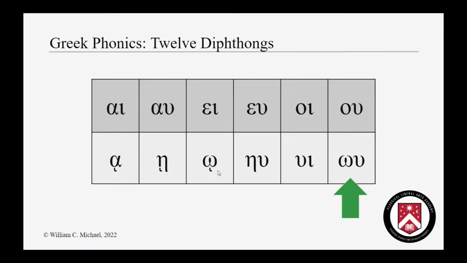So these are the 12 Greek diphthongs, and the reason why we're learning them in this lesson is because they show us the meaning of these marks that we see here, the iota subscript.